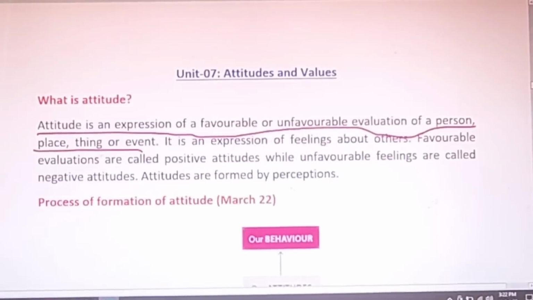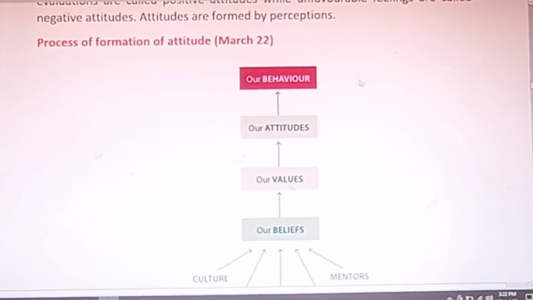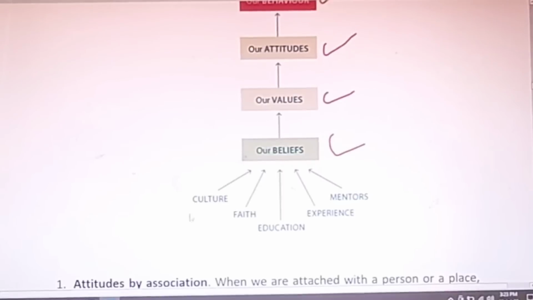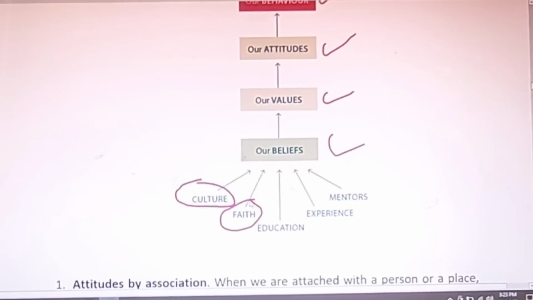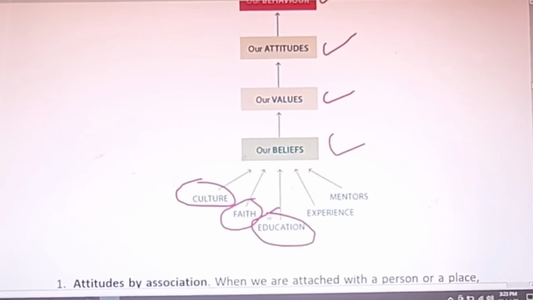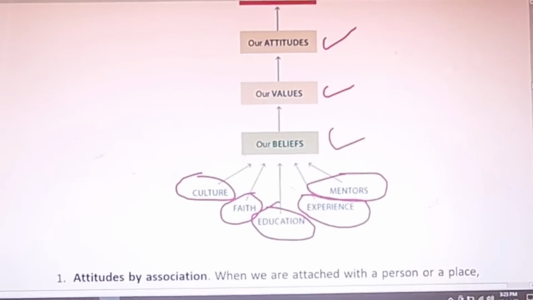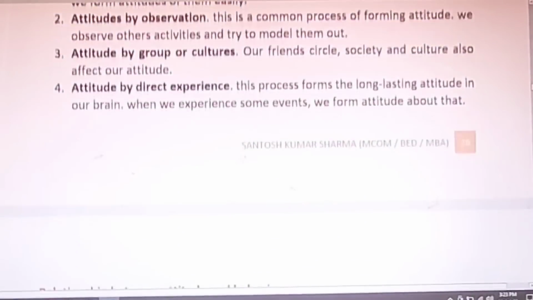And let's see how we form attitude about others. These are the different processes. Our behavior, then we form an attitude, depends on values and beliefs. So to form an attitude, we are affected by culture, our faith, our education level, our experience, and the mentors. So all these factors give rise to a good positive attitude. So like this you can expand all these points.